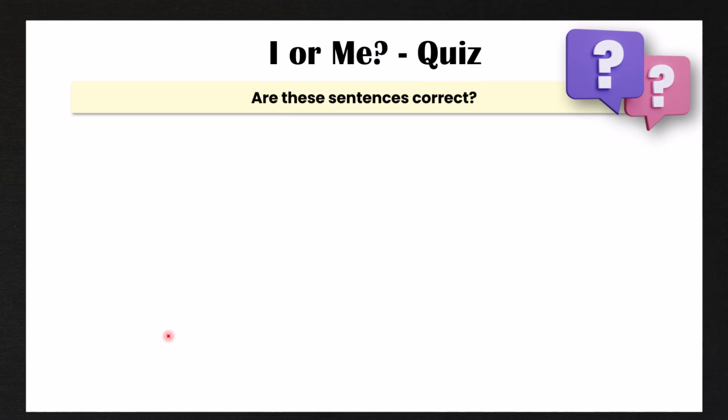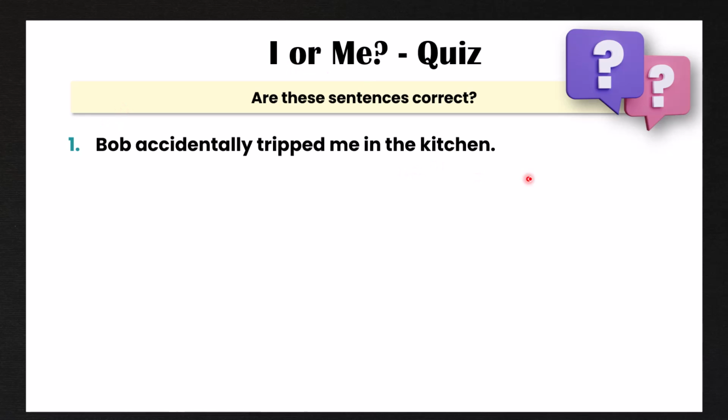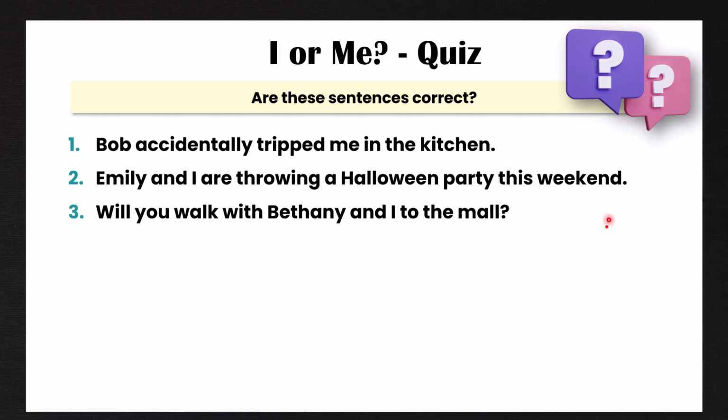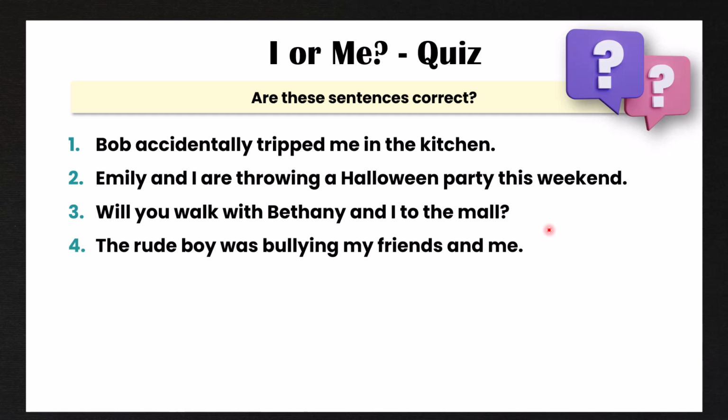So now let's do a quiz, and you have to tell me if these sentences are correct. If they're not correct, correct them. Number 1, Bob accidentally tripped me in the kitchen. Number 2, Emily and I are throwing a Halloween party this weekend. Number 3, will you walk with Bethany and I to the mall? Number 4, the rude boy was bullying my friends and me.